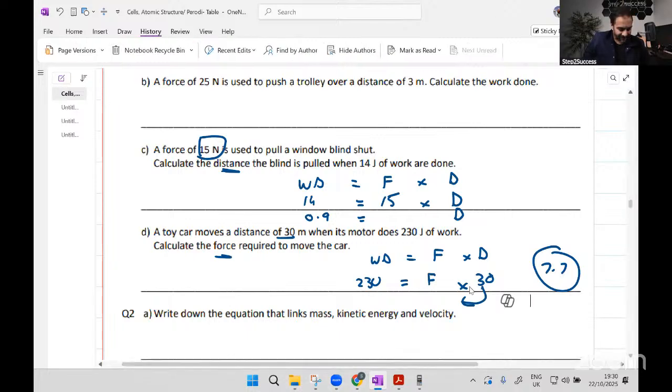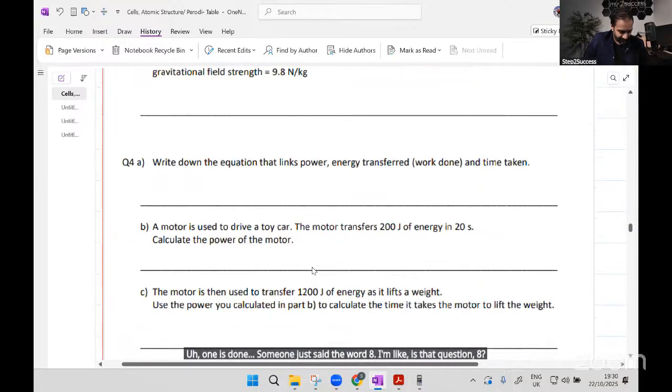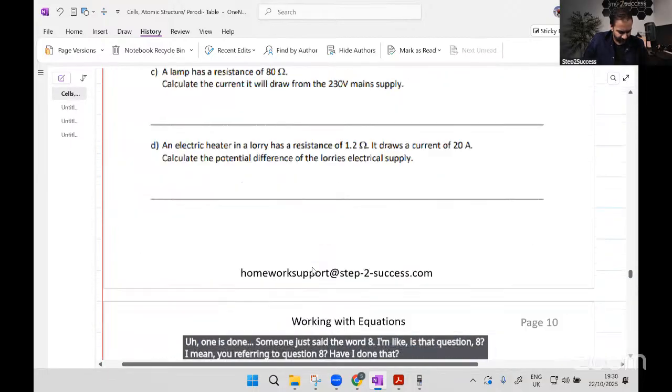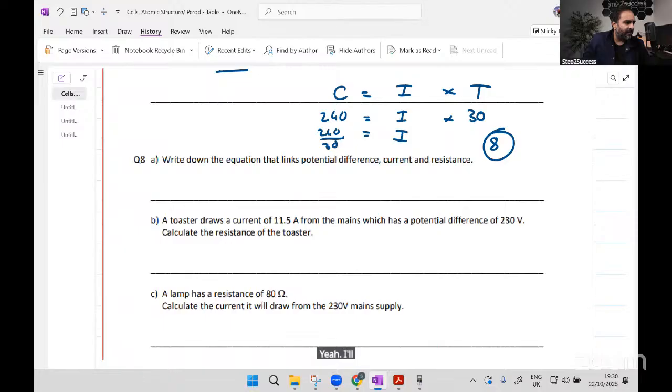Someone just said the word eight. Is that question eight? Are you referring to question eight? Have I done that? No. I'll come back to that in a second and see what else is in here. 9, 12, and 11, please.